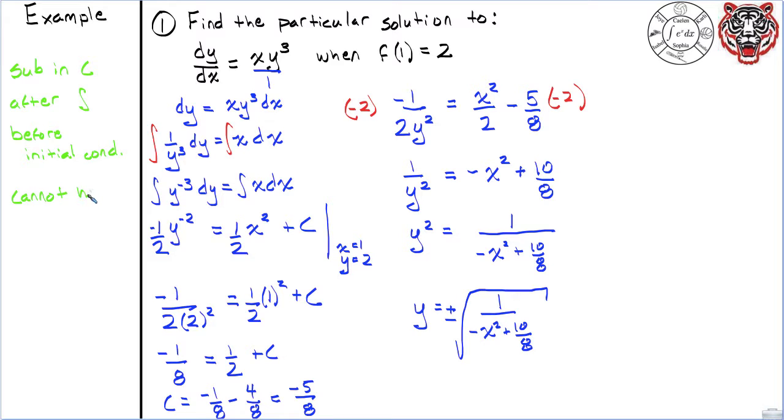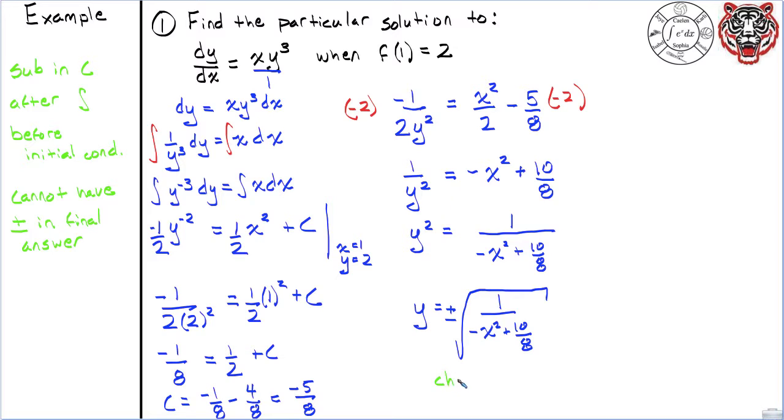Cannot have plus or minus in final answer. As far as all of the tests that I've seen, you need to choose one. One of these will be right, one of them will be wrong. How do you know? You'll know by plugging in your initial condition.